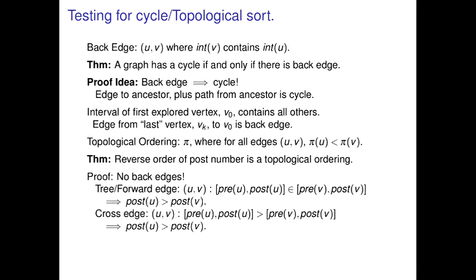It's the same thing. It says that this whole interval is after this whole interval. Now, if this whole interval is after this whole interval, that says this post is greater than this post. So for every edge UV, you don't have back edges. For the other two kinds of edges, post of U is greater than post of V. So reverse post-order number will give you a topological sort.